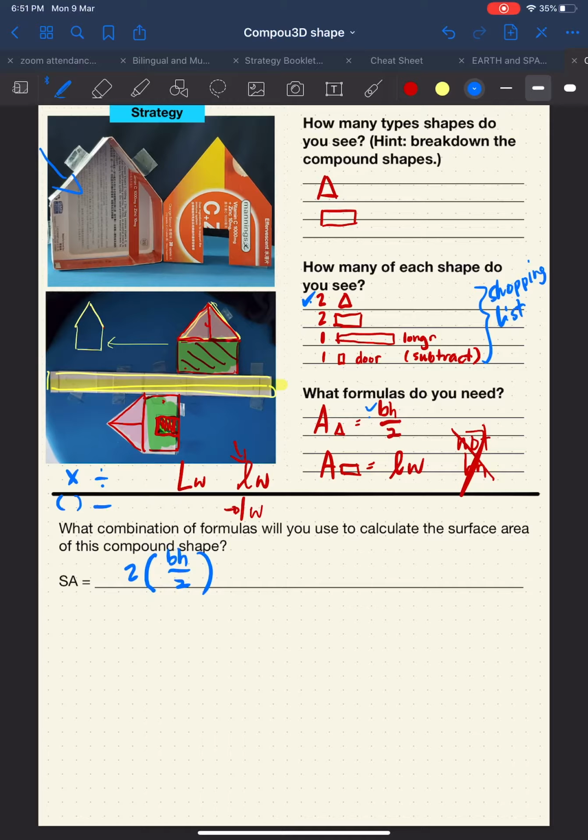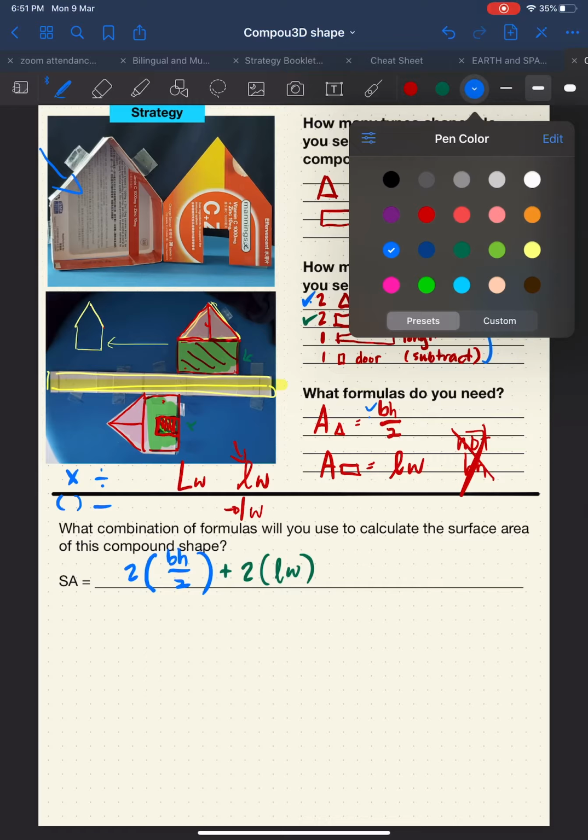Okay? Now, let's use another color, maybe green. I need 2 of these rectangles. Okay? So, plus 2 length times width. So, this is done. I have it.